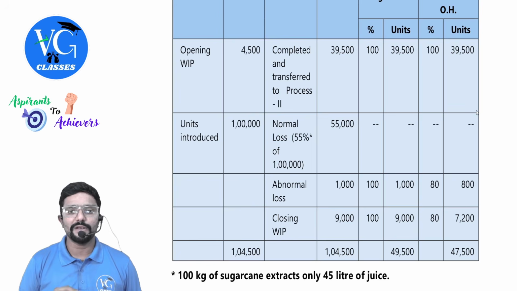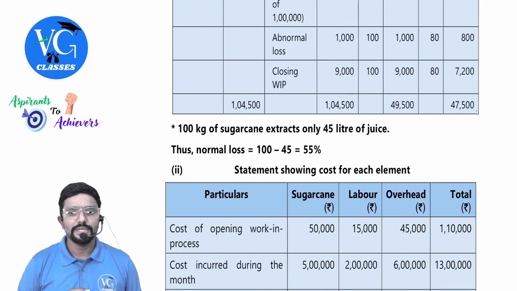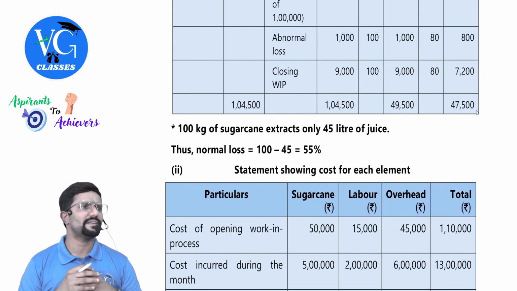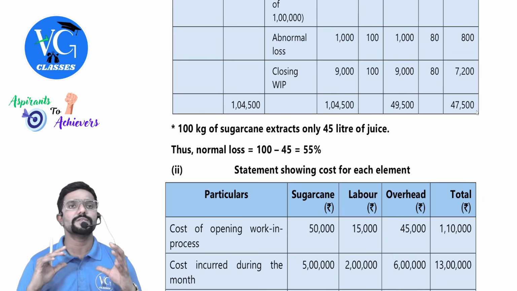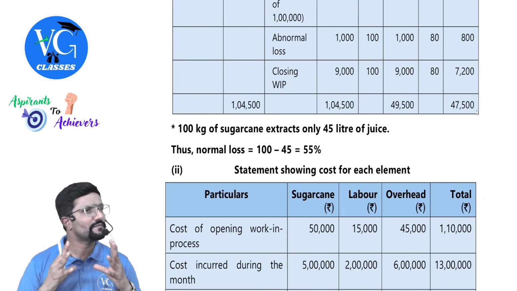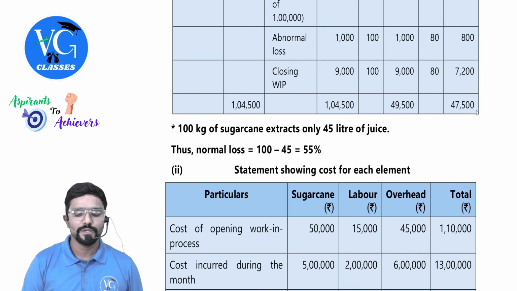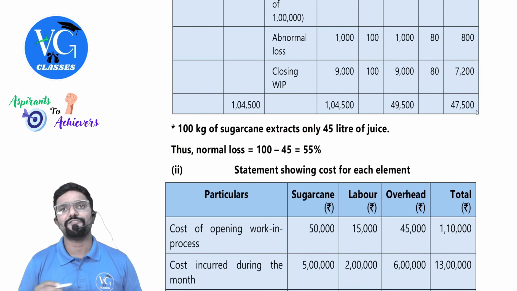Now coming to normal loss. Guys, they have clearly told us that out of 100 kg of sugarcane, we can extract only 45 liters of juice. That means the remaining 55 is, with 1 kg equal to 1 liter, the normal loss. We can extract a maximum of 45 liters, and it is not due to our mistake, so it is a normal loss. Thus the normal loss would be 55%.